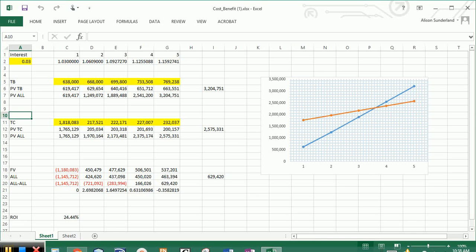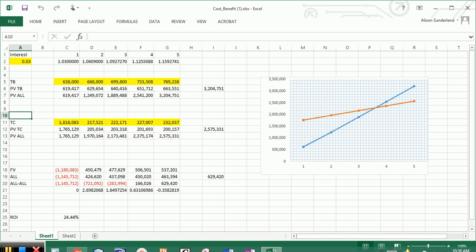Today we're going to talk about the cost-benefit analysis. Whenever you have a potential project that you're thinking about implementing, it's always a good idea to find out the feasibility of the project. Your book talks about three different kinds of feasibility: technical, economic, and organizational feasibility. And today we're going to focus on the economic feasibility.